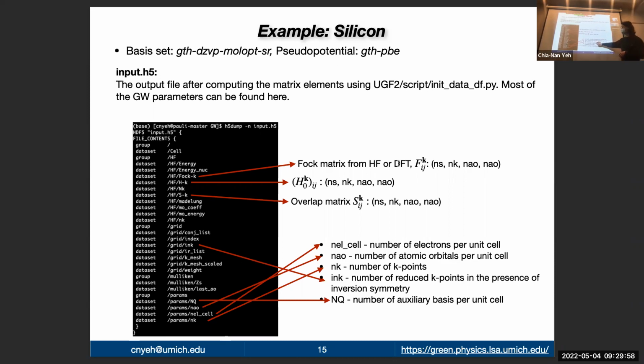One thing that could be tricky is that we have a very crude symmetry treatment with this inversion one. So this nk is the number of your k points, and the number of reduced k points is called ink in the presence of inversion symmetry. And this is determined using our script. So you could just check with this one.